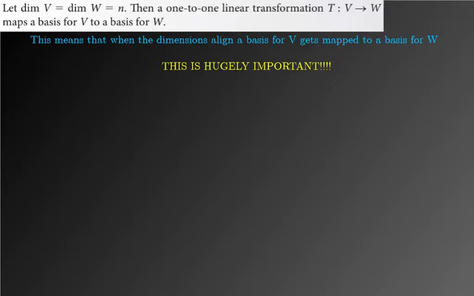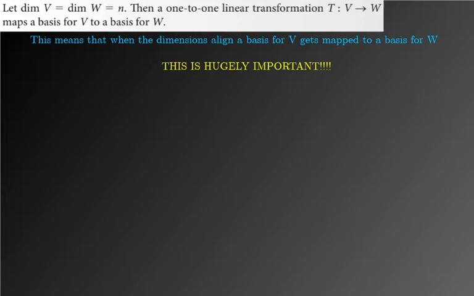This is the hugely important thing I've been trying to build up to. Given the same dimension, a one-to-one linear transformation will map a basis to a basis, which is super, super nice. This is basically how, in that video where I built up the matrix of the derivative, I did that. It's how you can do so many other things in math. I've talked about that PhD arrow kind of thing.